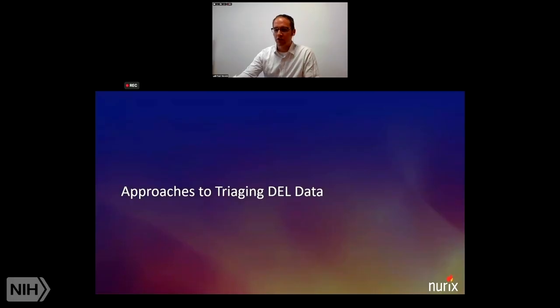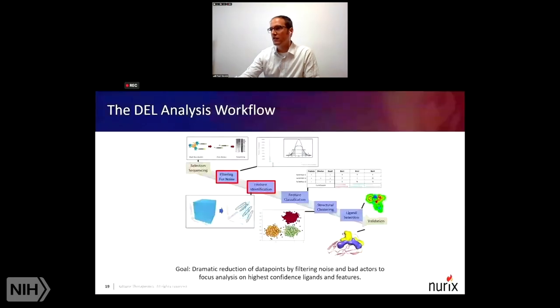So given this understanding of representation of DEL data and enrichment metrics and sort of the features that we find within the data sets, we can now begin our actual analysis workflow. And so without a doubt, what I would say is the most important part of the analysis workflow is appropriately triaging and filtering your data set down to the compounds and the features that you believe are the most likely to be productive and real binders.